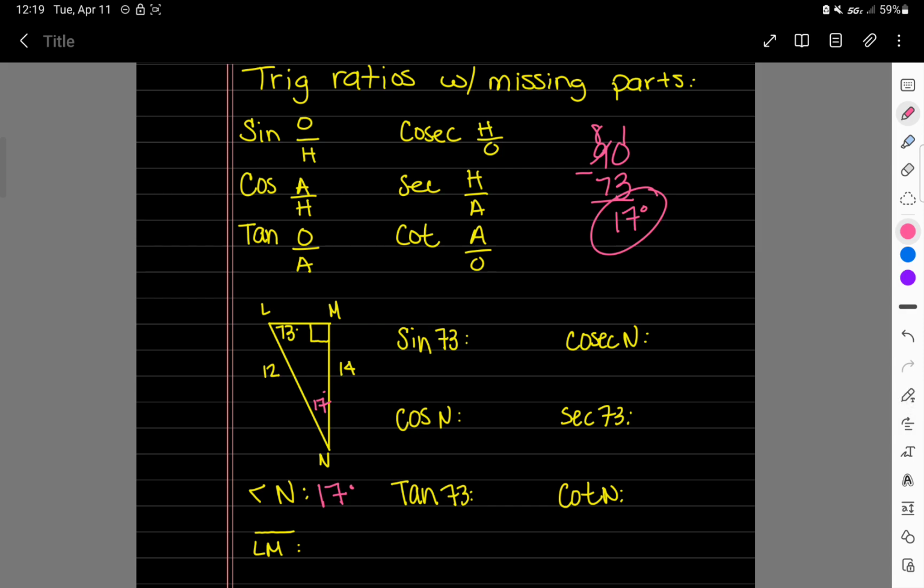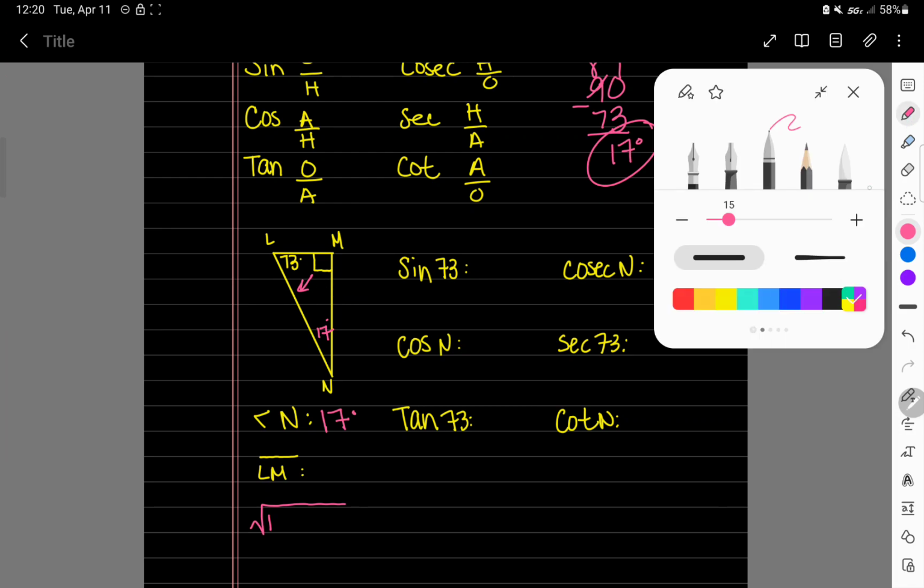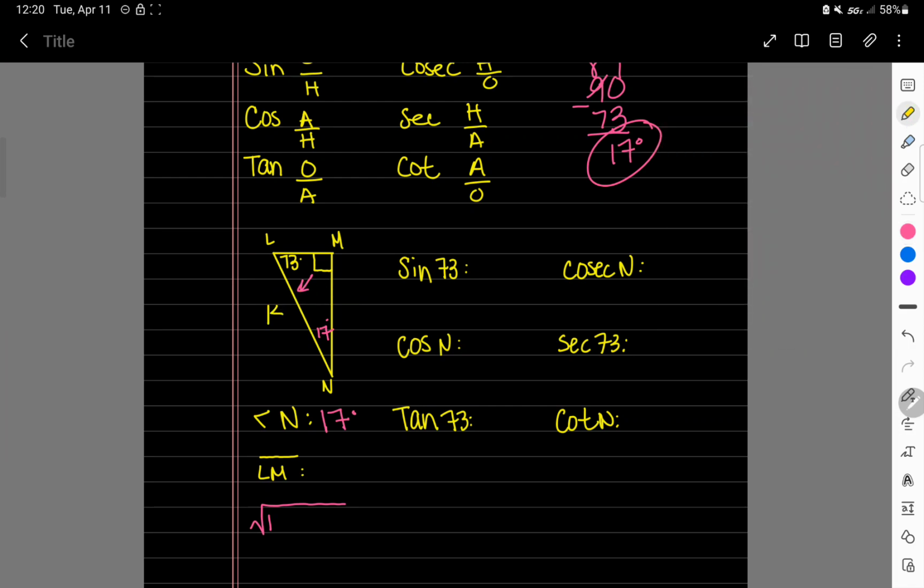And then LM, for LM, we have the C side, the one directly across the 90-degree box, which is 12. So we do have the C side. So we're going to do 14 squared. Actually, no, wait, hold on. Let me do these backwards. Actually, I wrote them backwards. So 14 and 12. So we're doing 14 squared minus 12 squared.